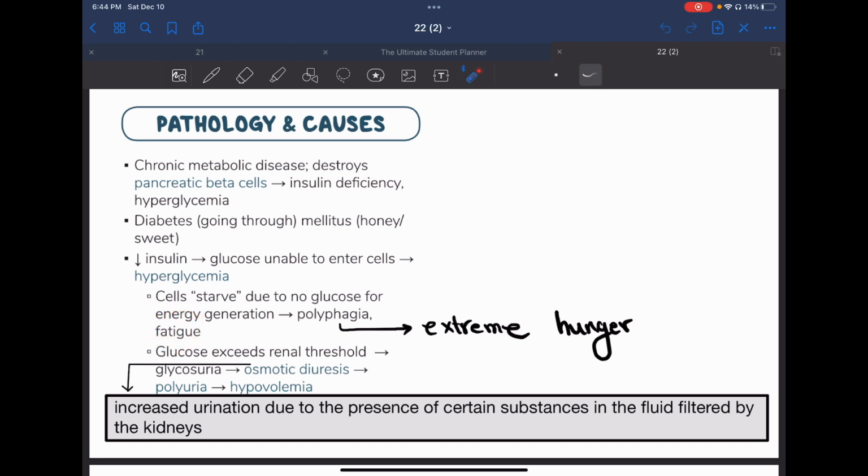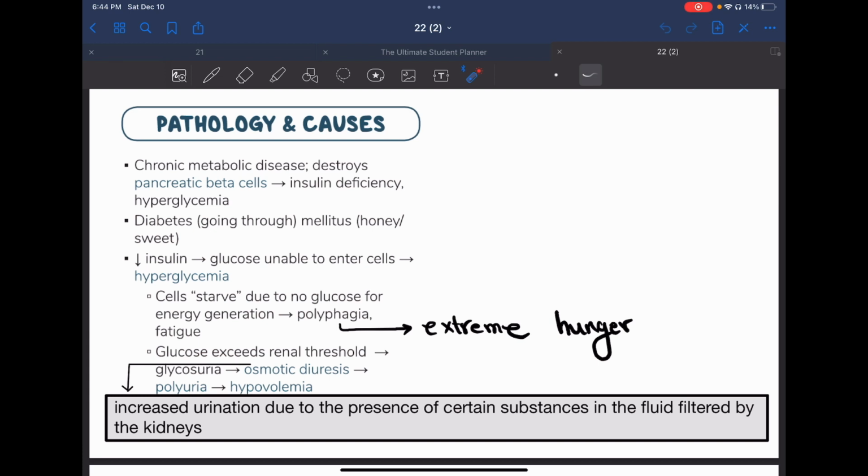And because the glucose is a lot in your blood, the glucose level exceeds the renal threshold. In a normal person, there is no glucose in the urine, but when the amount of glucose is a lot, some of that glucose enters the urine in the kidneys. So that gives you glycosuria, which means glucose or sugar in the urine. Uria means in the urine. So that makes the osmotic diuresis.